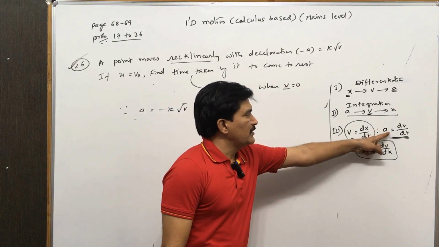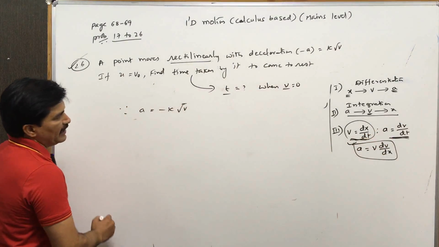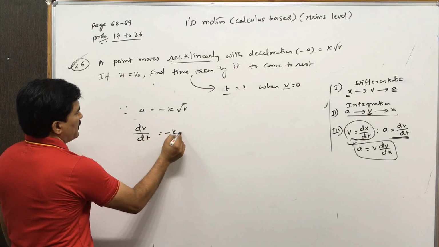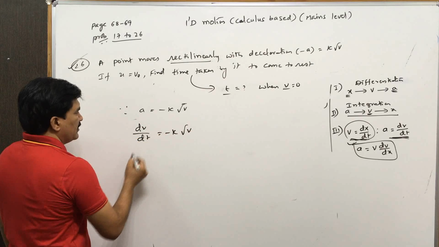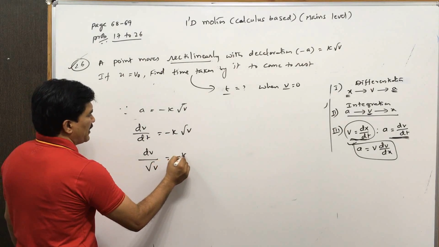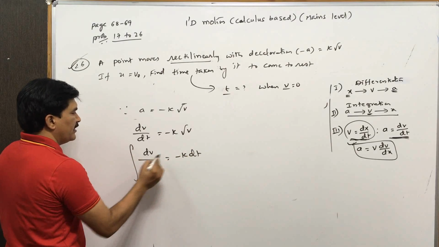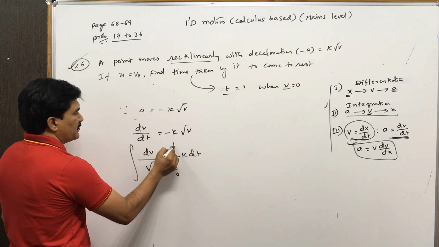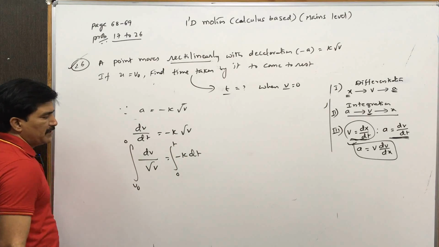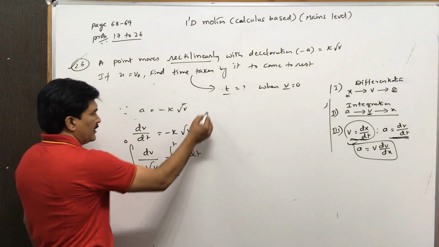How to express acceleration in terms of velocity and time? Okay, we have this problem. So, A can be written as simply dv by dt, that is equal to minus k into root v. Then separating similar terms, dv by root v is equal to minus k into dt, integrating this one. This is from 0 to t, this is initial velocity v naught, finally stopped means 0. Okay, na?